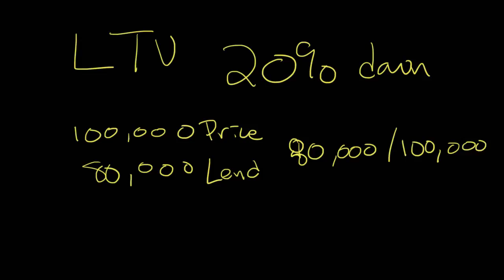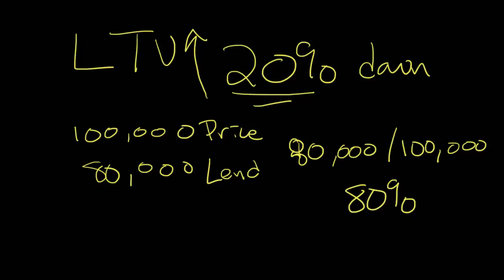As a general rule of thumb, as soon as we hit 20% down or go above it, the bank is going to be more confident that you have more money in the deal. And so whenever we see an 80% loan to value ratio, that's really the maximum that they feel comfortable with. They'd much rather see this number go down.